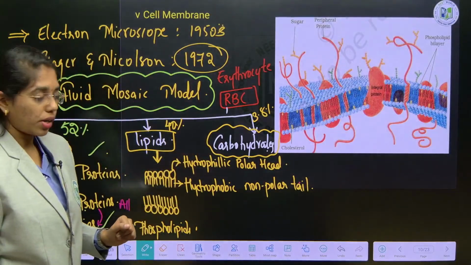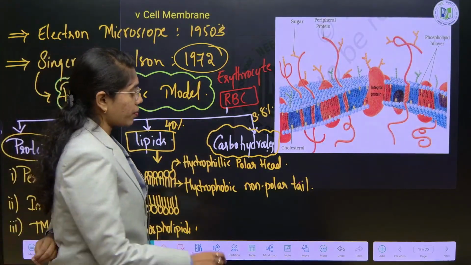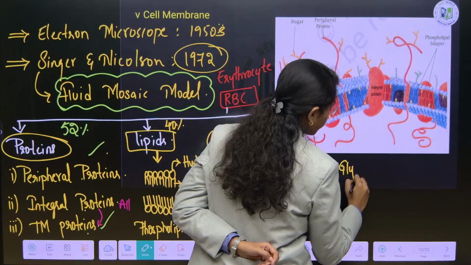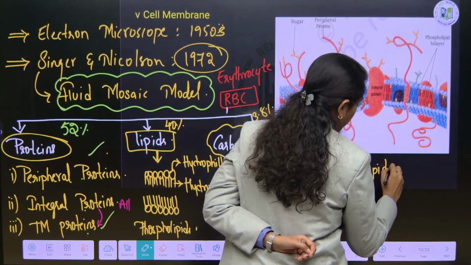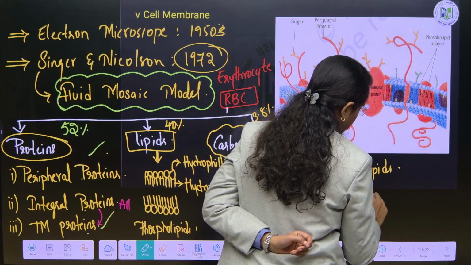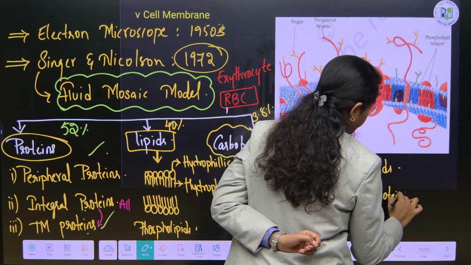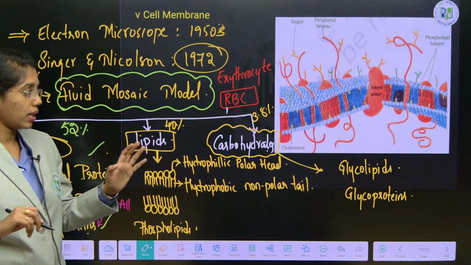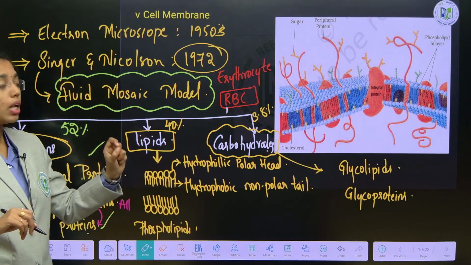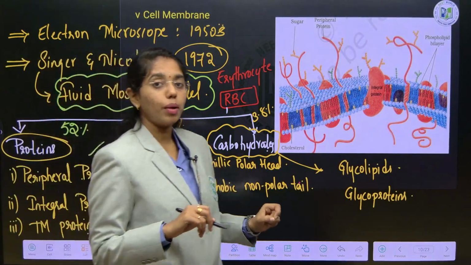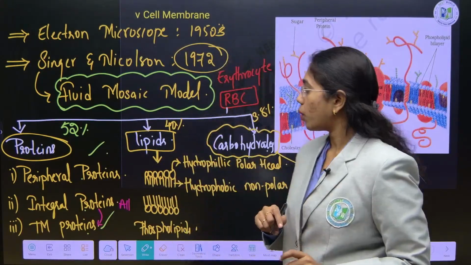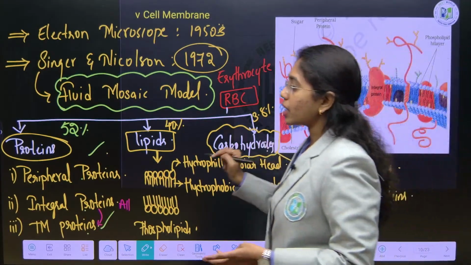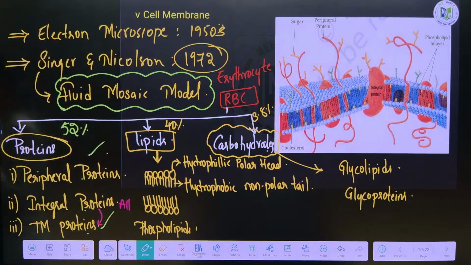Next is about carbohydrates. Carbohydrates are present in the lipids, in the form of glycolipids and glycoproteins. Fine, right? These are in the form of what? Glycolipids and glycoproteins. They are least in their composition. The major role of carbohydrates in the cell membrane is cell to cell interaction. This is the complete composition of proteins, lipids and carbohydrates. You can take a screenshot of it, and if you are having any doubts, you can ask me.